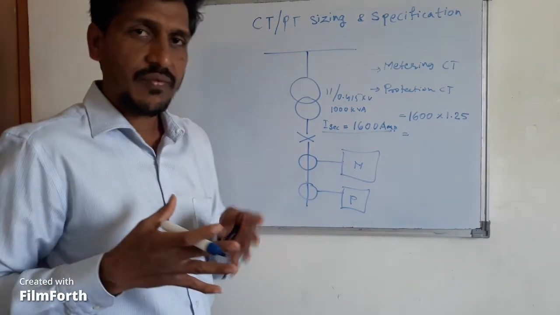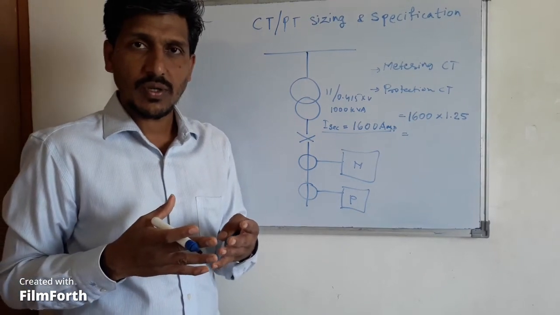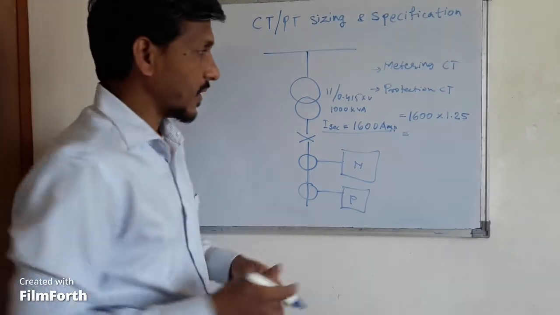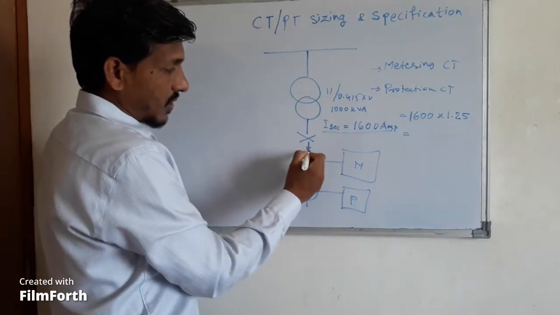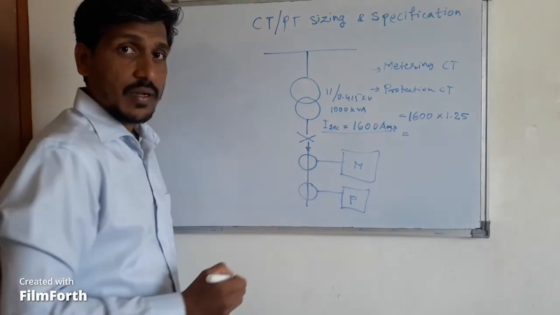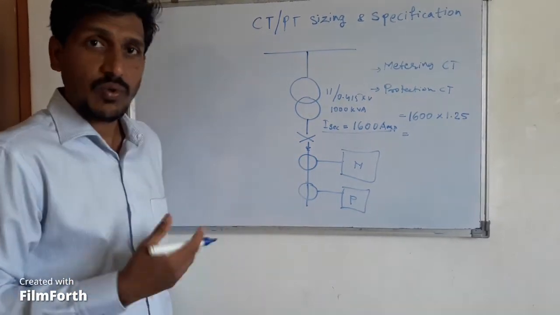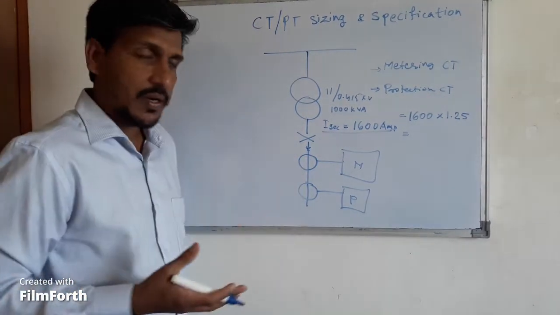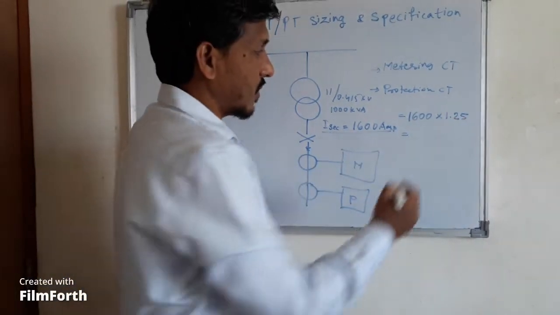If it is a feeder feeding your motor, then you have to calculate what is your motor full load current. So basically you should ensure what is the current flowing in a normal condition through your conductor. Whatever current is flowing, whether it is a transformer feeder or a motor feeder, you have to calculate the full load current, and on that you have to multiply with 25%, that is 1.25.